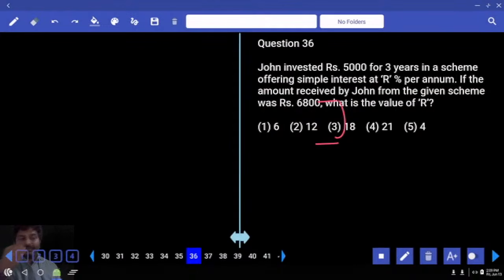John invested 5,000 for 3 years in a scheme offering simple interest at R% per annum. If the amount received by John from the given scheme is 6,800, what is the value of R? Principal 5,000, amount 6,800. Interest in how many years? Then per year. Now 600 is in terms of rupees, but we want it in terms of percentage. So you have to divide that by 1%. What is 1%? 1% of principal, 50. How many 50s will be there in 600? 12. Answer 12%.